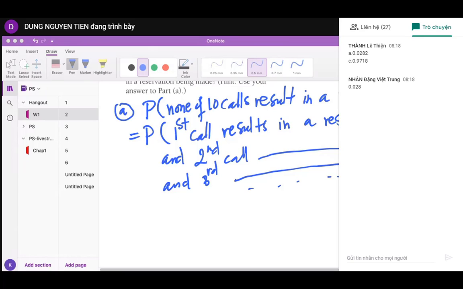First, you need to use your university account to join the meeting.